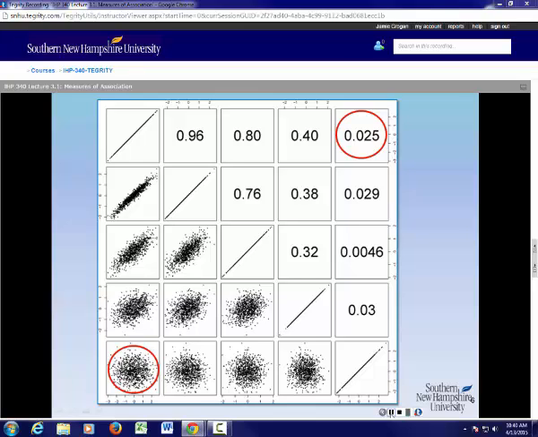Now if we had an example of a negative correlation, the line would go in the opposite direction. It would start in the upper left-hand corner and move down to the lower right-hand corner, meaning a high score on x relates to a low score on y, and that would be an example of a negative relationship.